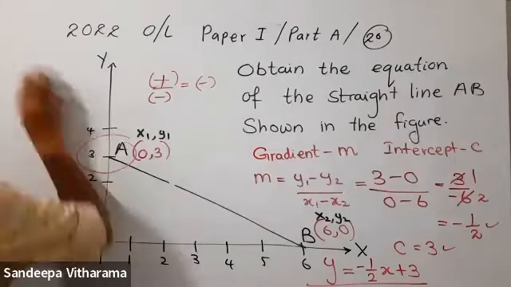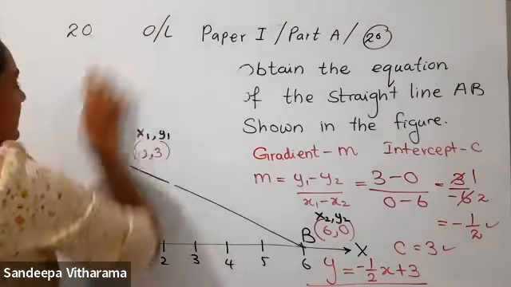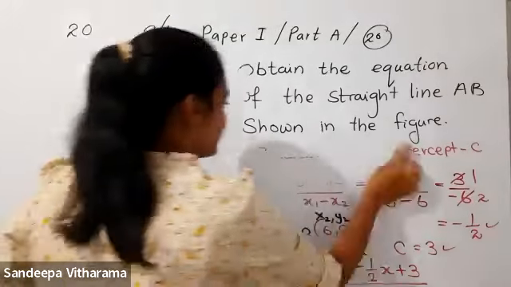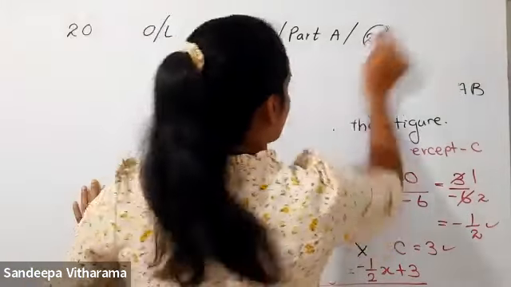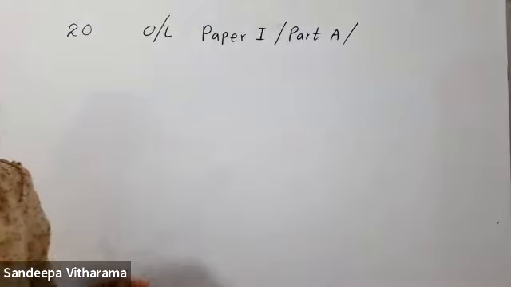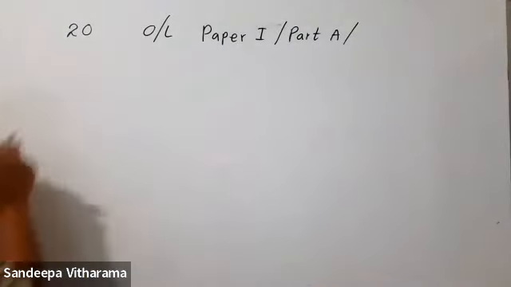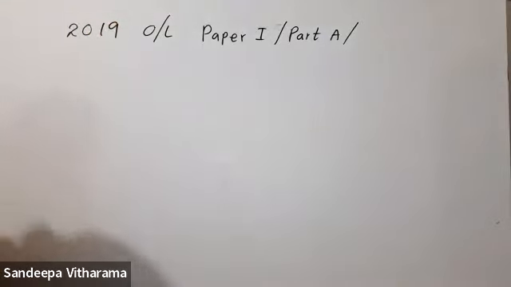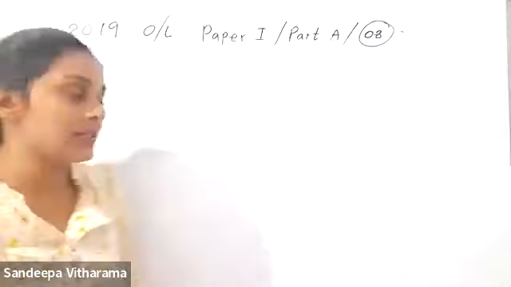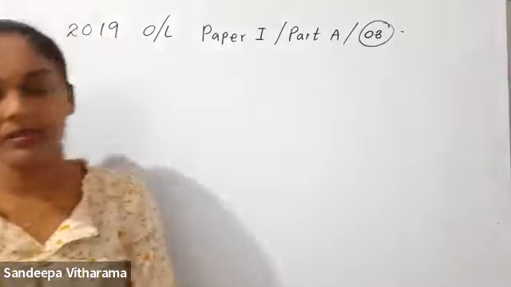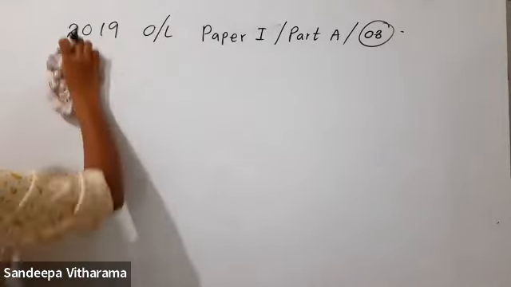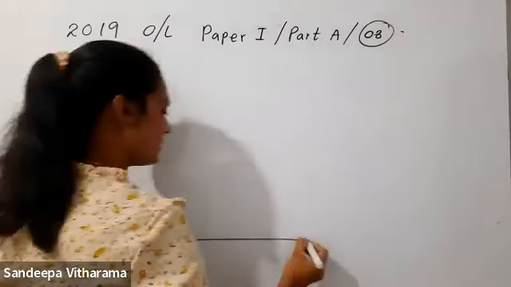Okay, could you finish? Then shall we look at another past paper question? It is the 2019 past paper, paper 1, part A. It's the 8th question. Look at the difference. It was the previously discussed 20th question. Here I'm going to discuss the 8th question. Again, it is also based on a straight line, which is given on a coordinate plane.